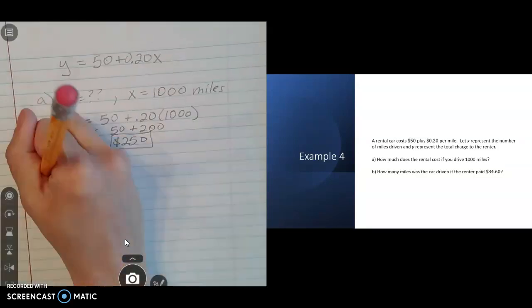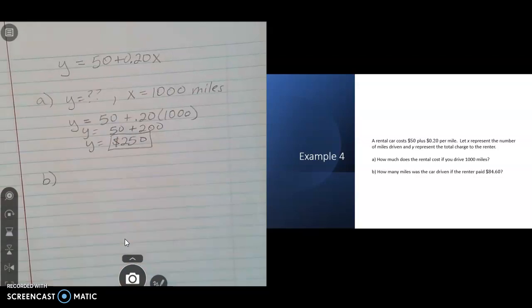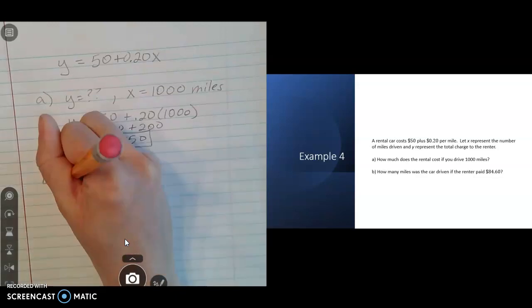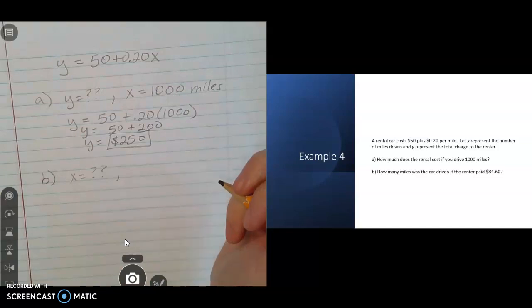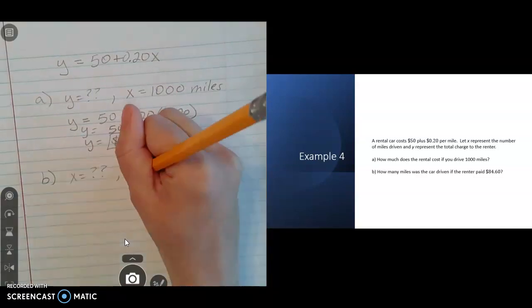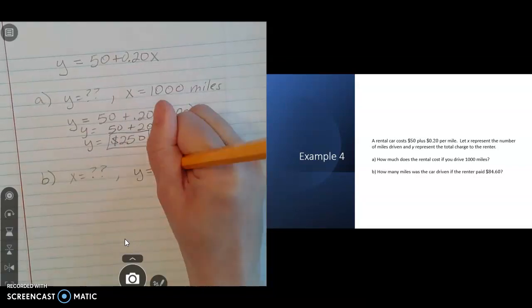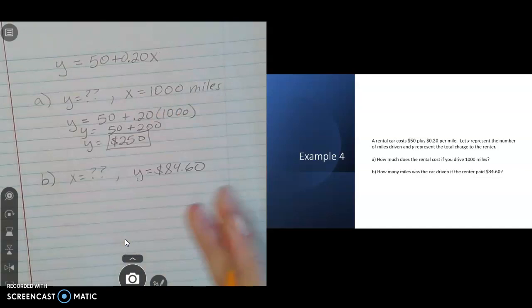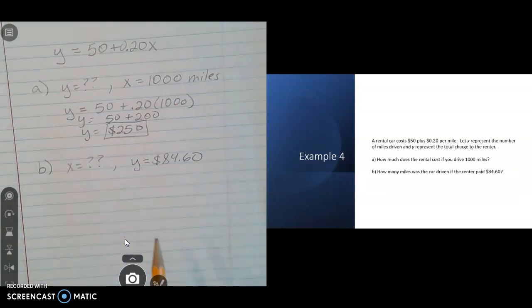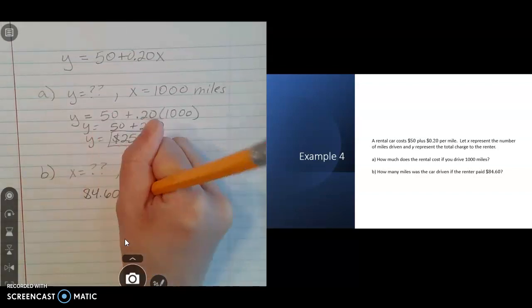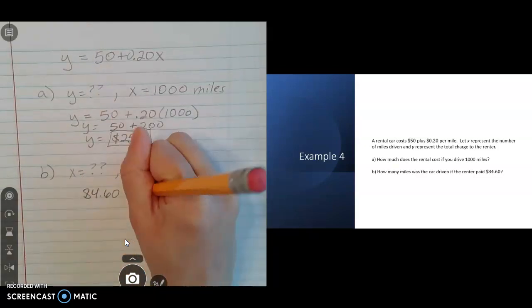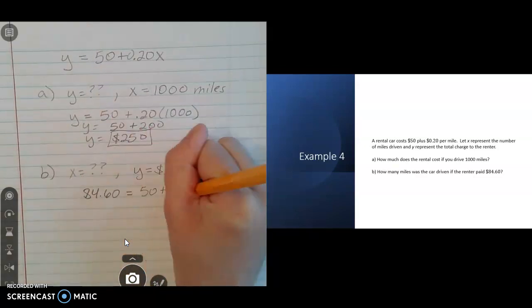In part B, it says, how many miles was the car driven if the renter paid $84.60? So it's wondering how many miles was the car driven. So the miles was X, so we're solving for X this time. And it tells us that the renter paid $84.60, so that would be the total charge to the renter. So we have Y equals $84.60. And I'm going to use my same equation, but this time I have Y, which is $84.60. $84.60 equals, then the rest of my equation, I will have 50 plus 0.20 times X.